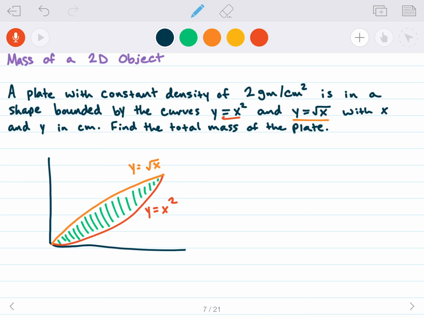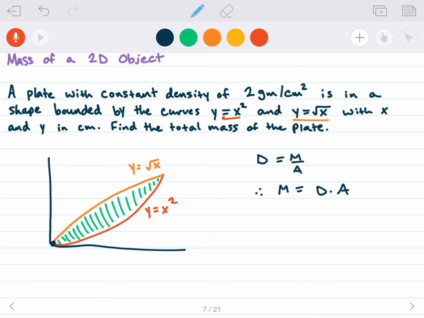Now we've got to set up our integral. Remember that density is equal to mass over area, and therefore the mass is equal to the density times the area. Since the density is constant here, but the area is not, we want to set up an integral. So let's go ahead and do that.